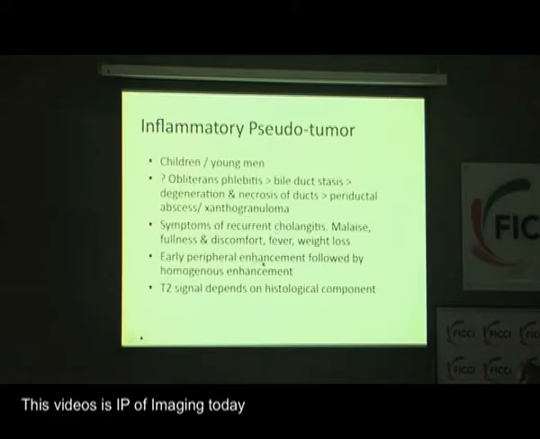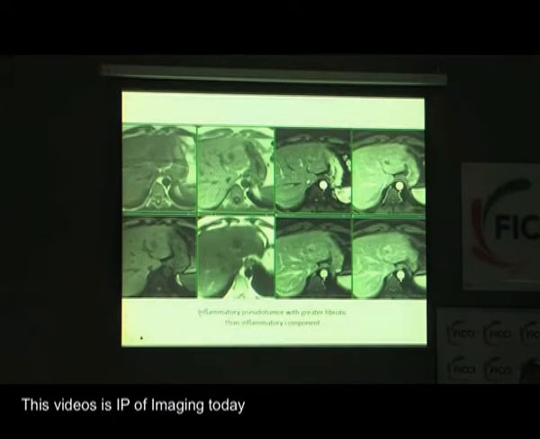You can see early peripheral enhancement followed by homogeneous enhancement, but this is again not very specific. The interesting thing is that the T2 signal can be varied, and it depends on the type of histology. And this is the patient that we had seen, where if you look at this T2 weighted image, there is a low signal of this lesion, which is also hypointense on the T1 in and opposed, and it shows this peripheral irregular enhancement with some degree of filling in.